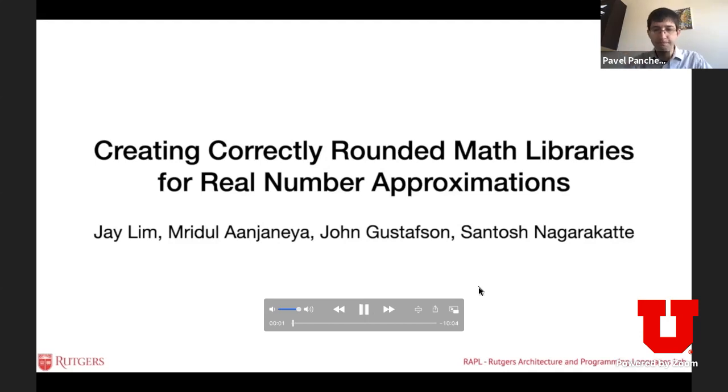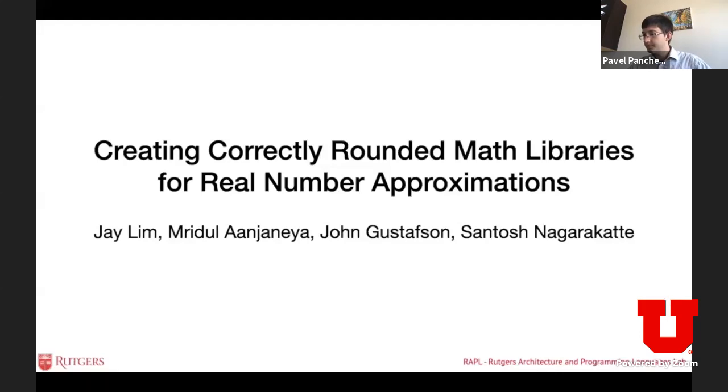Okay, good. My name is Jay Lim, and I'm a PhD student at Rutgers University advised by Santosh Nagarakatte. It looks like nowadays everybody's creating their own representations for approximating real numbers. I'm not saying that it's a bad thing, but it means that we should have a math library for each of these new representations. So today I'm going to talk about our experiences in trying to create a math library for these representations.